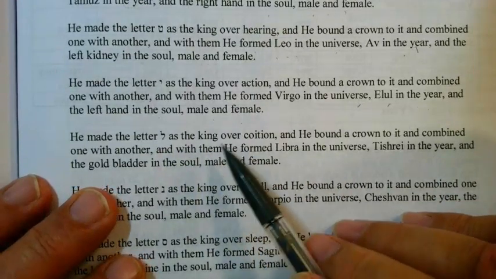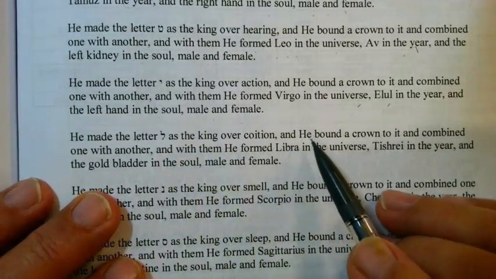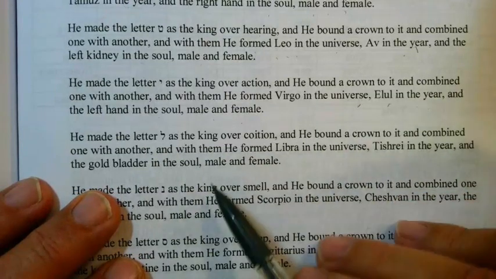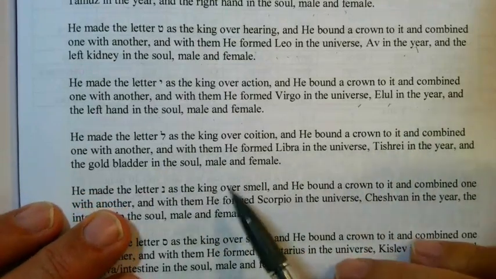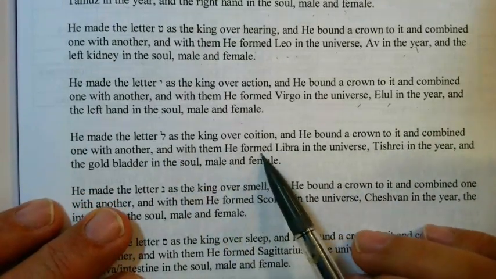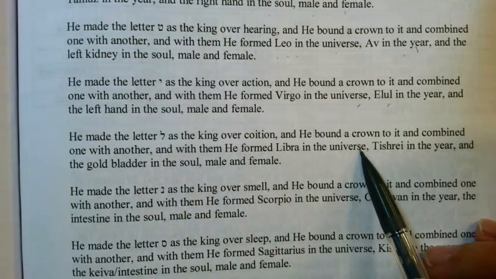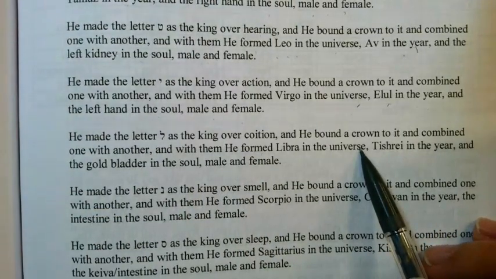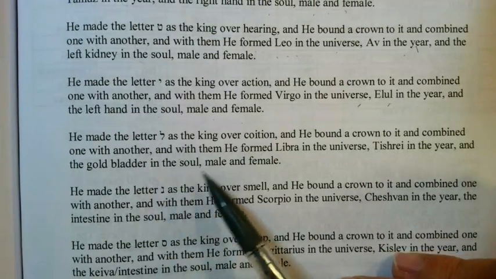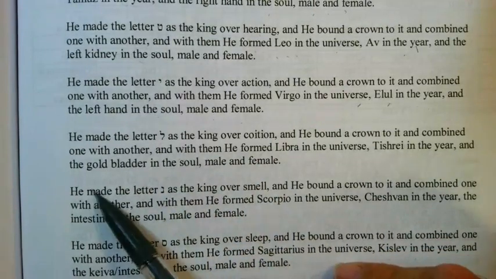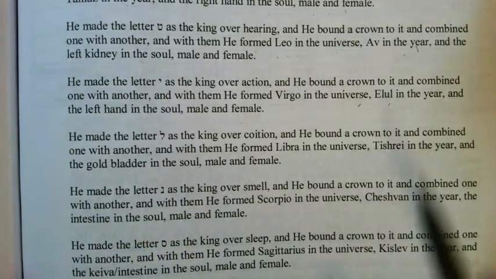He made the letter Lamed as the king over coition, and he bound a crown to it and combined one with another, and with them he formed Libra in the universe, which is Tishrei, the month of balance in the year, and the gallbladder in the soul, male and female. So you see there's a slight misprint right here.